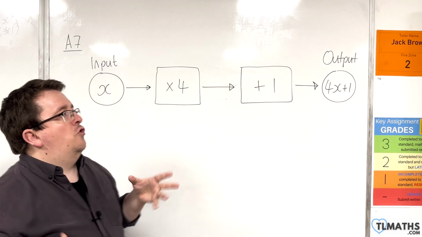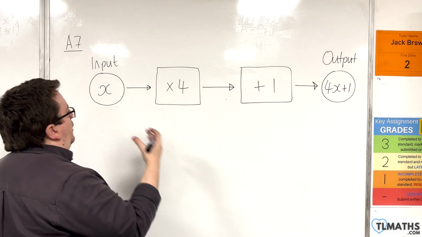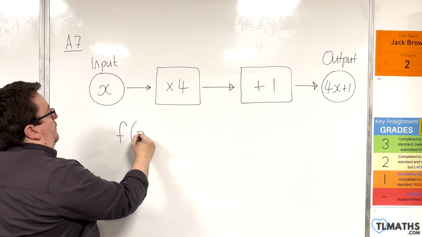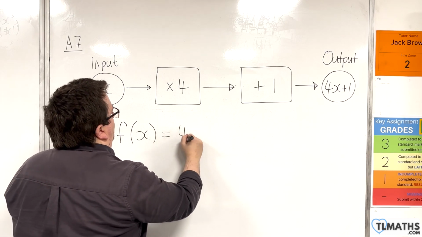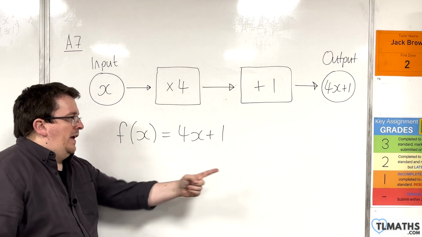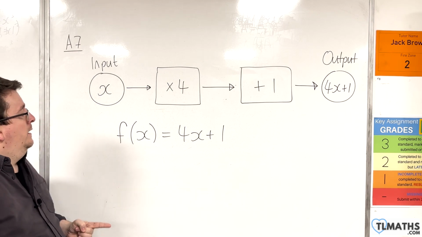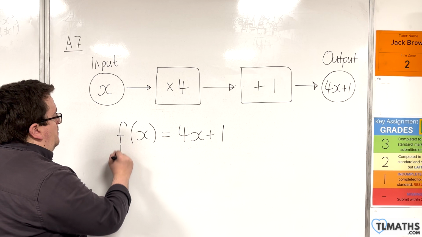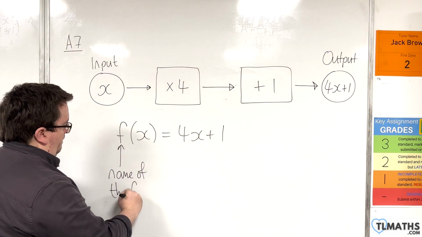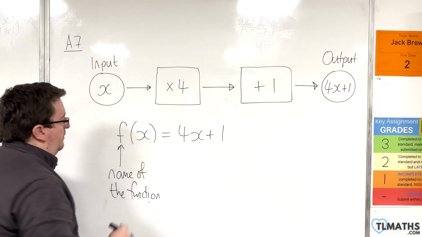So rather than having to draw out this function machine, instead what I can do is I can use this notation. So I'm going to say that f of x is equal to 4x plus 1. This is saying that my function, which I'm going to call f, so here this is the name of the function, so that's the name of the function.